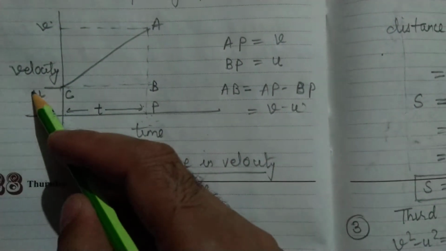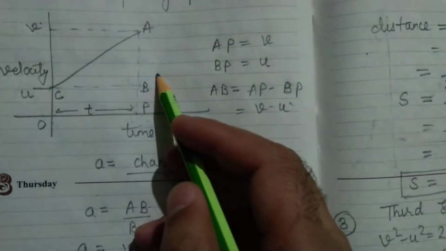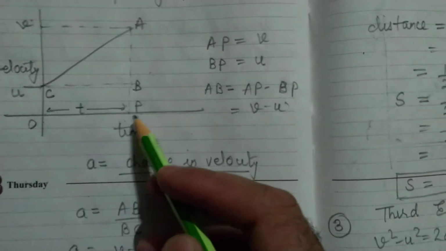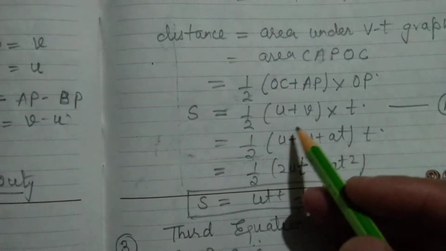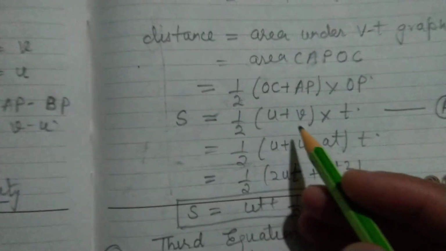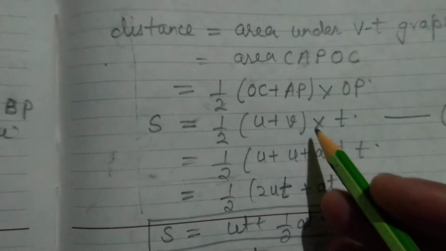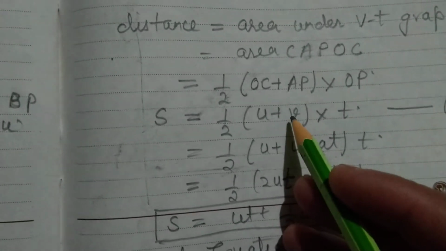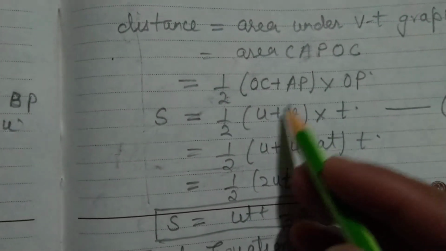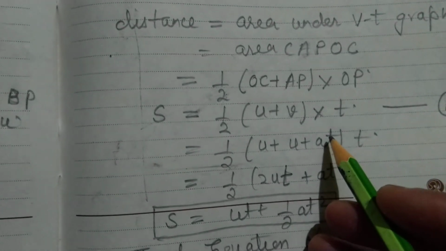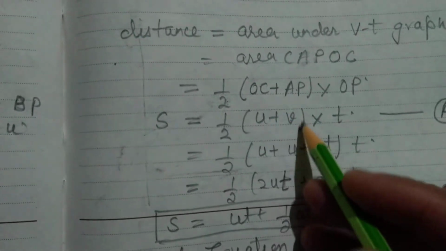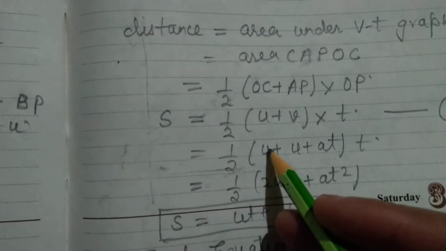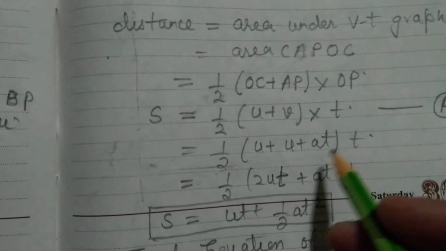Now OC is U and AP is V, and this side is T. So we get half U plus V multiplied by T. Now we know the first equation of motion is V = U + AT. Okay, the first equation of motion V = U + AT. So we are keeping the value of V here. Half U plus U plus AT multiplied by T.